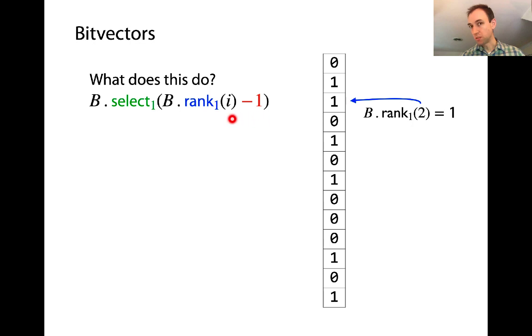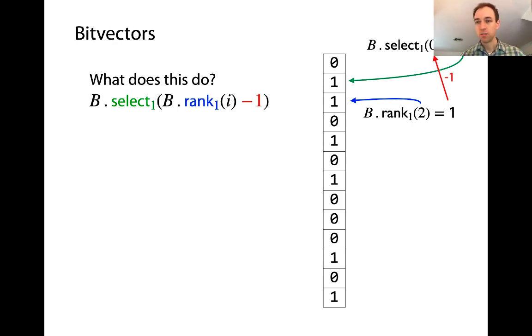Next thing we do is we're going to subtract 1. So we get 0. Then that becomes the argument to this select query. So now we're doing select sub 1 of 0. In other words, give me the 0th 1 bit, the 1 bit of rank 0. Well, that's this one, right? The one at offset 1. So the answer to the overall query is 1.